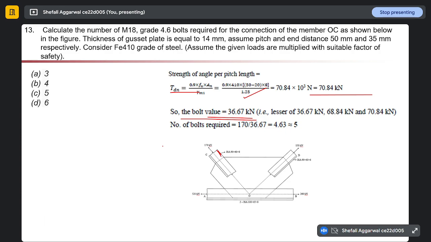So how can we calculate the number of bolts required? The force is 170 divided by the strength of our bolt, which is 36.67. So the number of bolts required in this plate will be 5. Okay, clear?